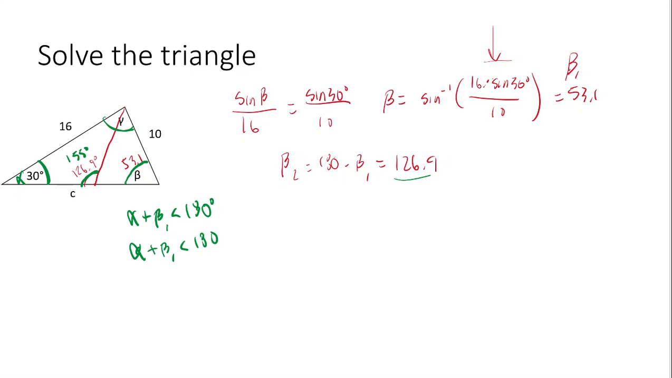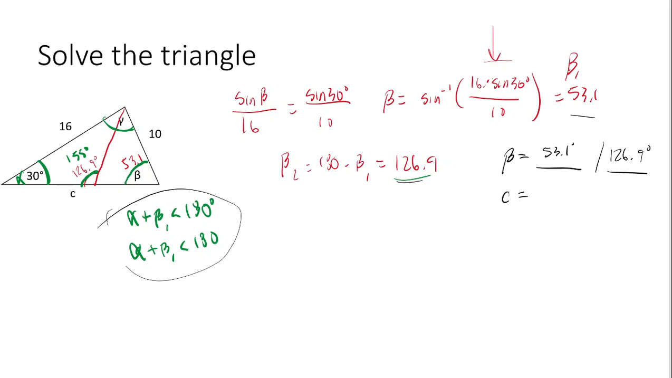So in any case, what do we have to do to solve this problem in the end? Well, there are two triangles. We've shown that because both of these things are true. So what is angle beta? Well, angle beta could be 53.1 degrees, or it could be 126.9 degrees. Okay. We also are going to need to find side length C and angle gamma.